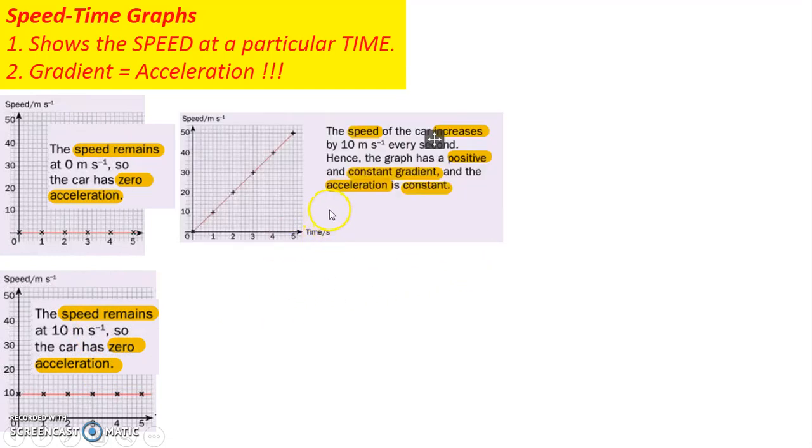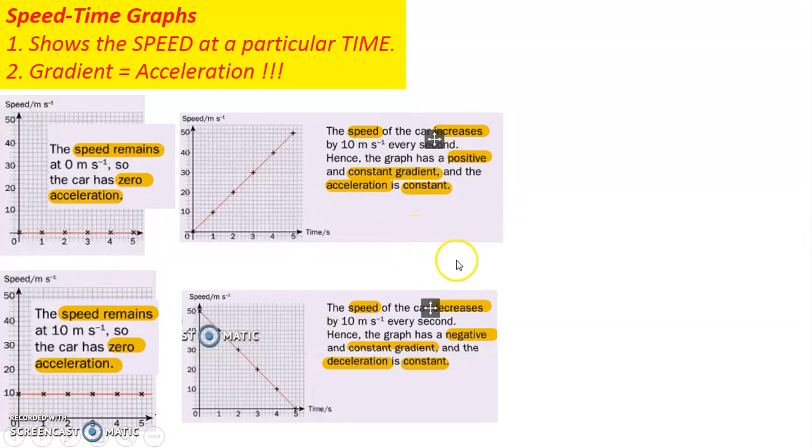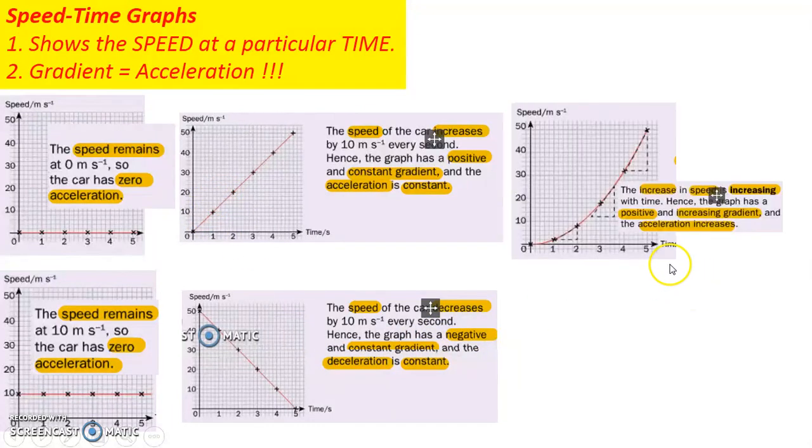Third one: if I have a positive, constant gradient in a speed time graph, you know here gradient means acceleration. Using this relationship, a constant gradient shows me constant acceleration. The opposite is also true. A constant negative gradient means constant deceleration.